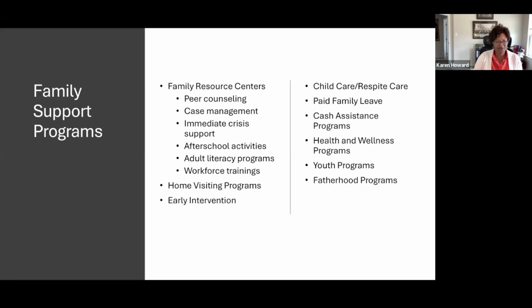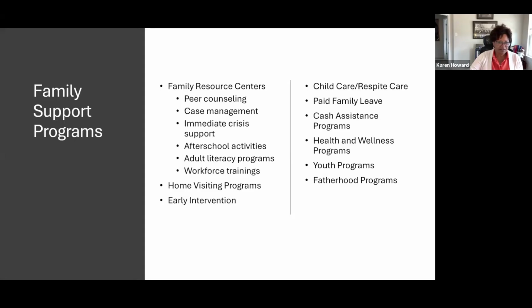Here in the Washington, D.C. area where I am, they're called family success centers. They can be in a school system, they can be in a community. Here in DC and in other places, the community determines where they are and the set of services that they offer. They often hire folks from the community and they have peer counseling, case management, immediate crisis support for intimate partner violence, domestic violence, after school activities, literacy programs, workforce training, home visiting, early intervention, a whole constellation of supports that families need. And they're tailored to what families need and when they need them.